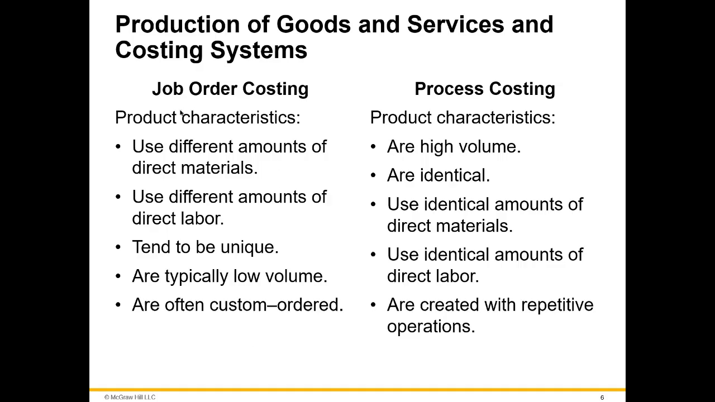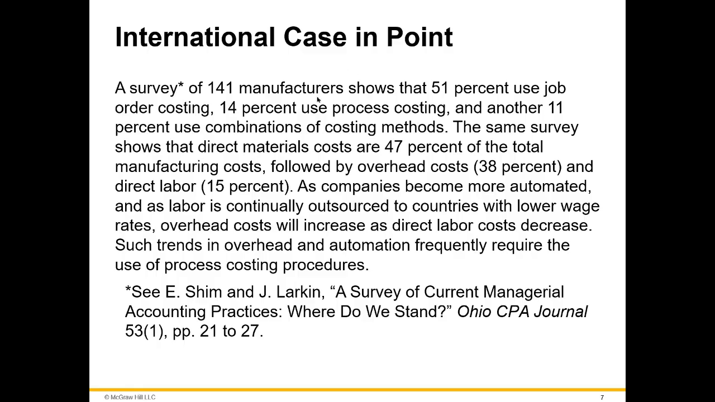So again, in job order costing, each product uses different amounts of direct labor. Materials are unique, typically low volume, whereas process costing is high volume, identical, and uses the identical amount of materials and direct labor for each one. A survey of 141 manufacturers showed that 51% used job order costing, 14% used process costing, and 11% used some combination of both. And so you can see how these are used across the various methods here.